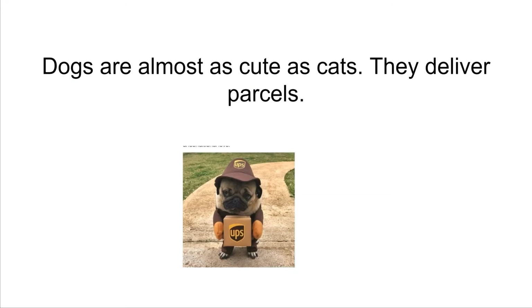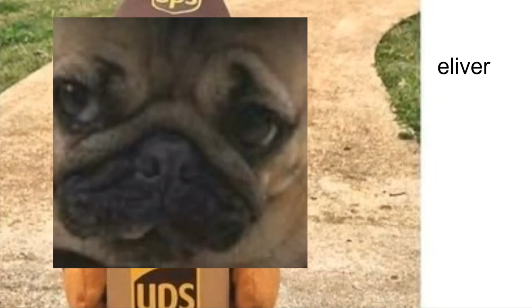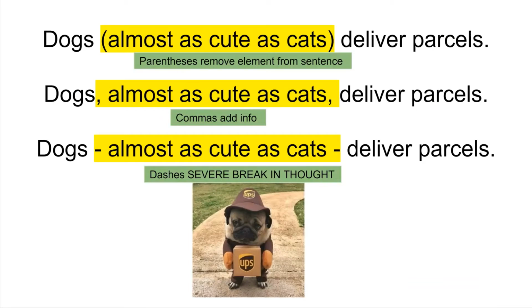Dogs are almost as cute as cats. They deliver parcels. Two sentences here. Kind of ugly, though. Dogs deliver parcels. Without the element, it looks like that. That's why I've highlighted in yellow. You can also see that there are three different kinds of parenthetic elements.